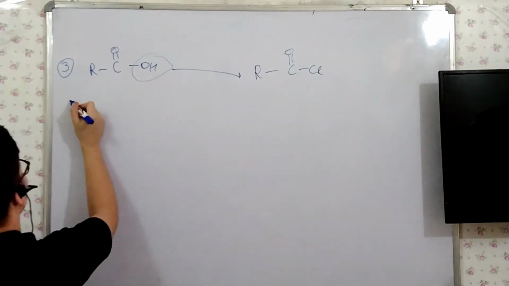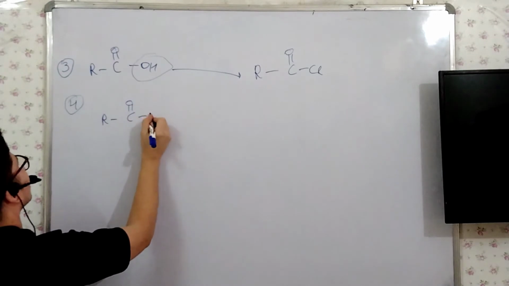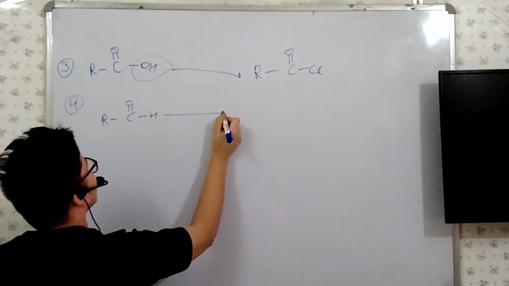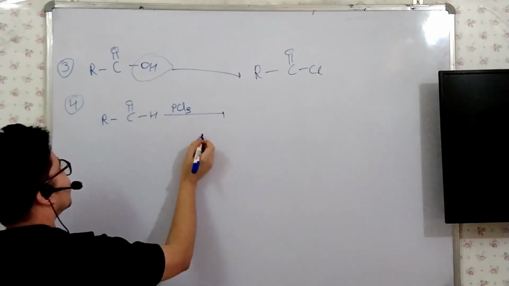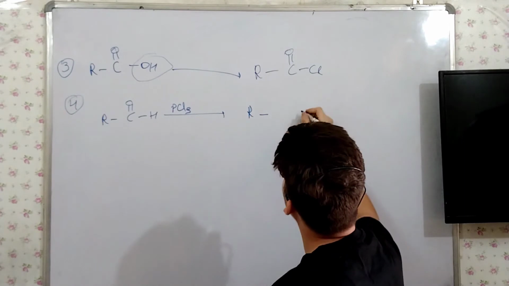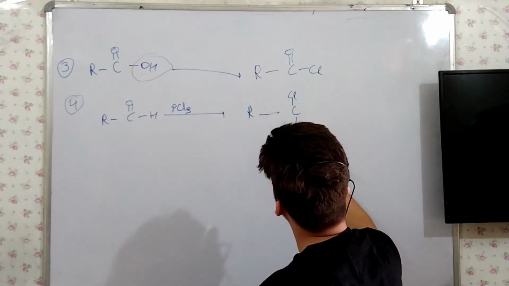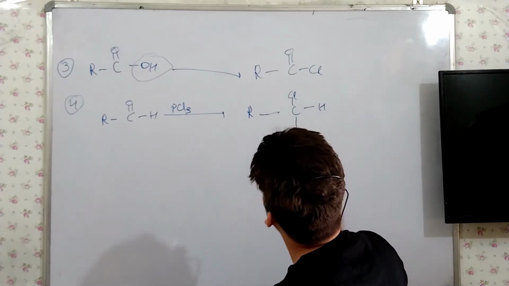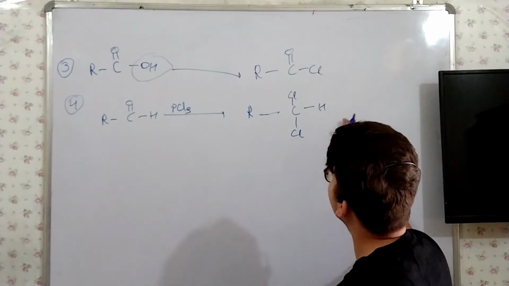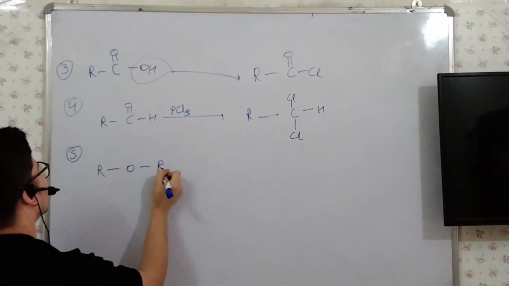Now we will see another example. If RCHO, a C double bond O, in this we see that OH is not present. So what do we give? PCl5. As we have seen, oxygen has 2 valency, so we will replace it by 2 chlorine atoms. So this is the product we will get, RCHCl2.